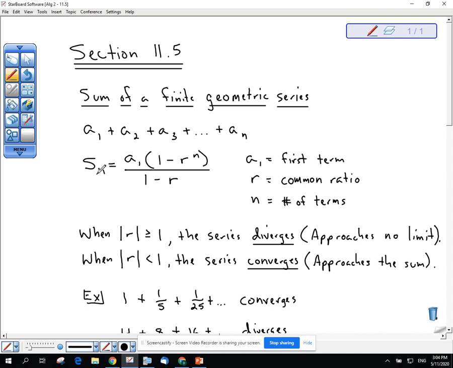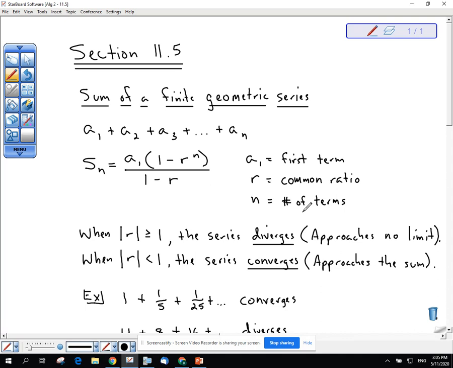Anyway, the formula is S sub n. That would be the sum of a certain number of terms, being this n right here, right? If this is A sub 9, then you're going to have S sub 9 is equal to A sub 1, that's the first term, times 1 minus r, that's the common ratio, just like it was in section 11.3, to the n, which is the number of terms. Close parenthesis, all divided by the difference between 1 and r. Again, r is the common ratio. All of those are defined over here to the right.